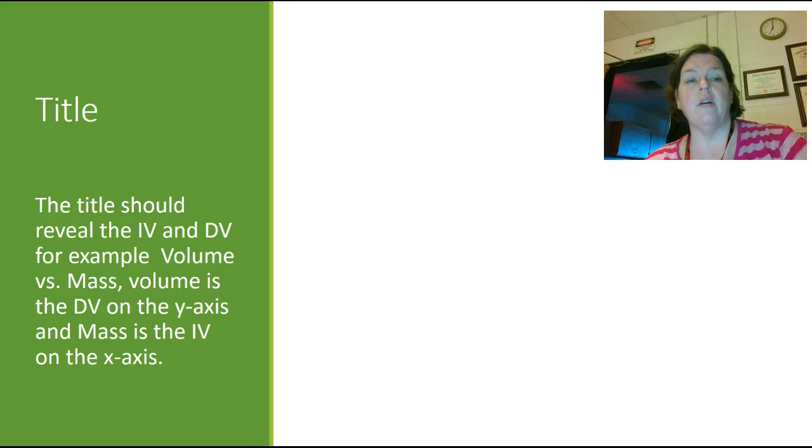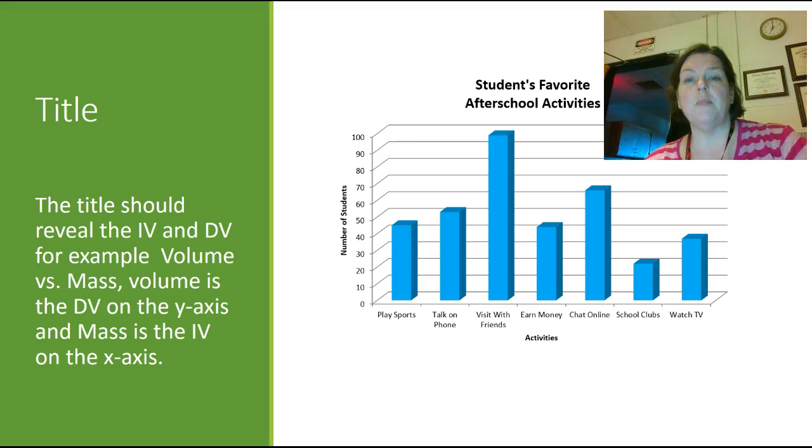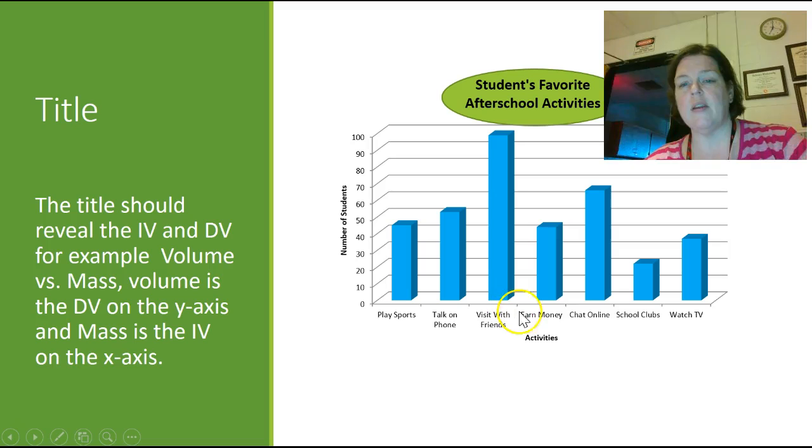So for a title, the title should always reveal the IV and DV relationship, for example, volume versus mass. We do that a lot with line graphs because we have lots of IV and DV relationships there. In this particular one, we do have an IV-DV relationship. We have the number of students and their favorite after-school activities. So it includes both the IV and the DV that are in the graph.